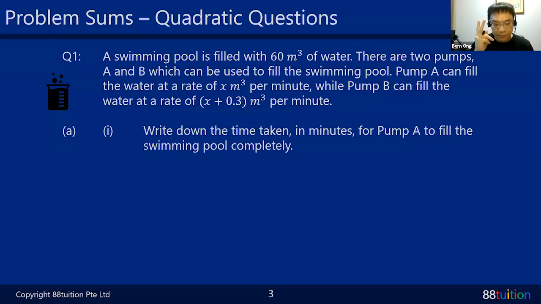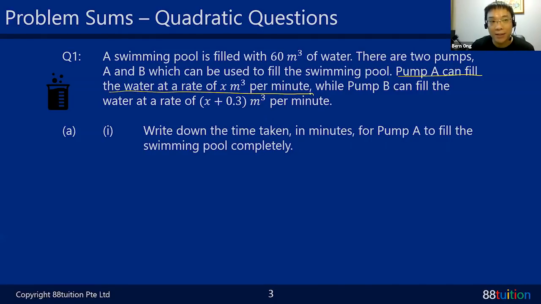There are two pumps, A and B, which can be used to fill the swimming pool. Pump A can fill the water at the rate of X cubic meter per minute. So usually this is what I call the first clue. And the first clue, what can I do?